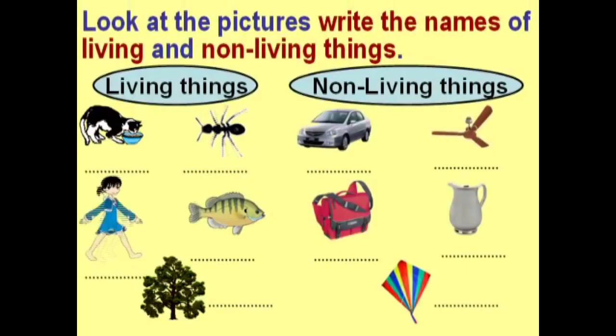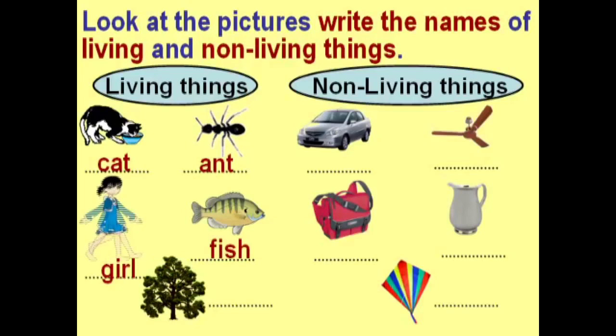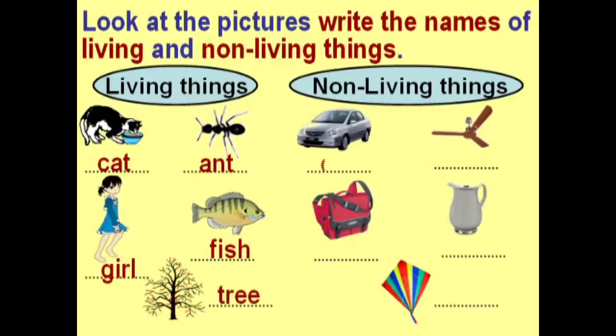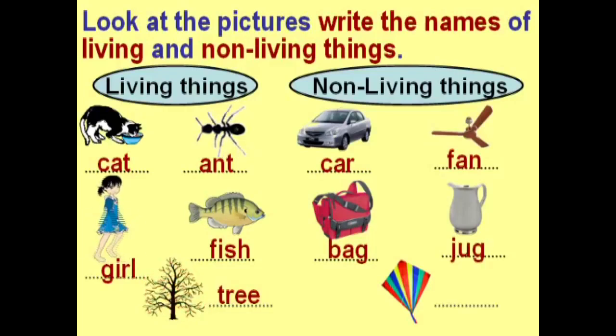Now, look at the pictures. Write the name of living and non-living things. First, cat, ant, girl, fish, tree. Next side is non-living things, that is car, fan, bag, jug, and kite.